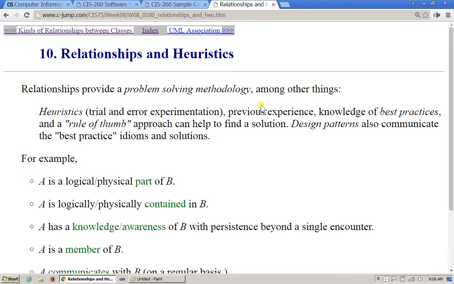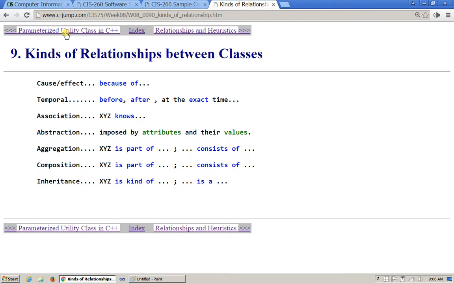Yes. Dependency. So the question is, is dependency a type of relationship, or what is the question exactly? It's the same thing as a cause and effect.